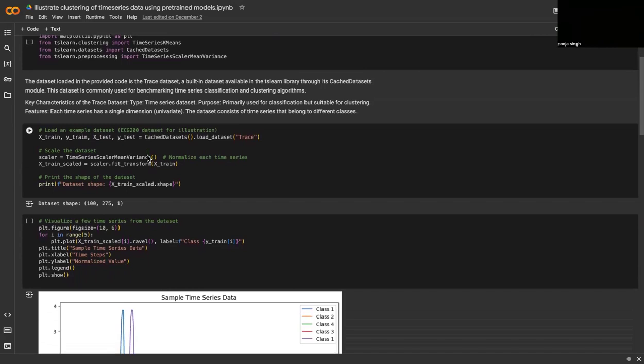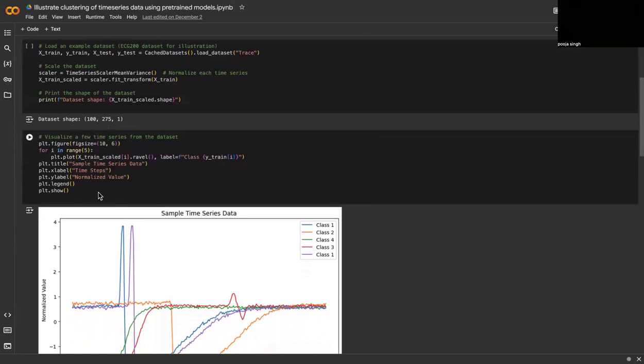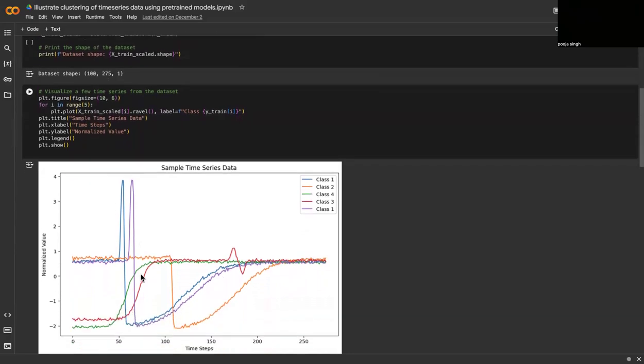In the next chunk, we are loading and normalizing the dataset. The trace data loads the trace dataset and normalizes it to ensure all time series have zero mean and unit variance. And we are printing the shape of the dataset, that is the number of time series and their length. And then we are visualizing the dataset. This visualizes the first 5 time series from the dataset, showing their patterns.